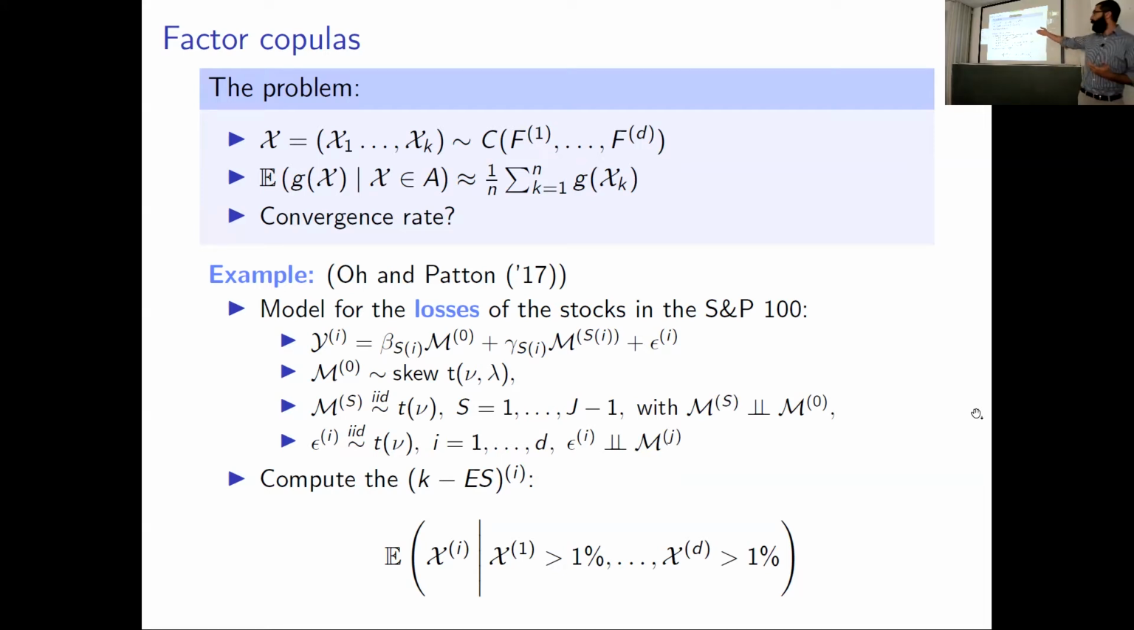So Y is the sum of some random variables. M naught has a skew-t distribution. The other M's have a t distribution. And the epsilons also have a t distribution. So in the end, I don't know the G. I don't know the c.d.f. of Y. And I want to compute the expected shortfall for X, not for Y.